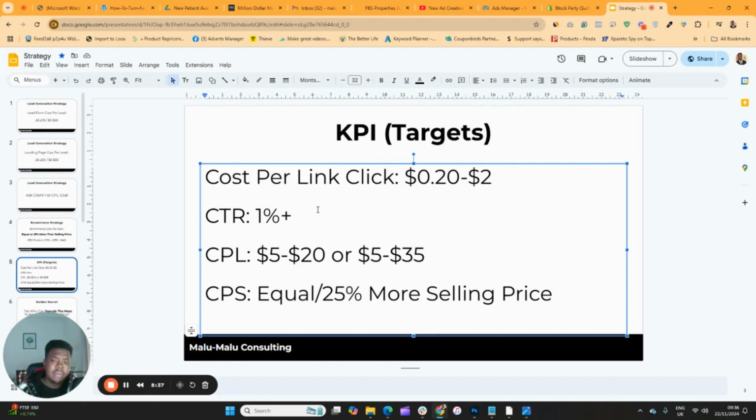So your click-through rate, ideally we want at least above a 1% click-through rate. Your cost per link click, your cost per lead. So I'm going to ignore this one because this one is specifically for lead generation.